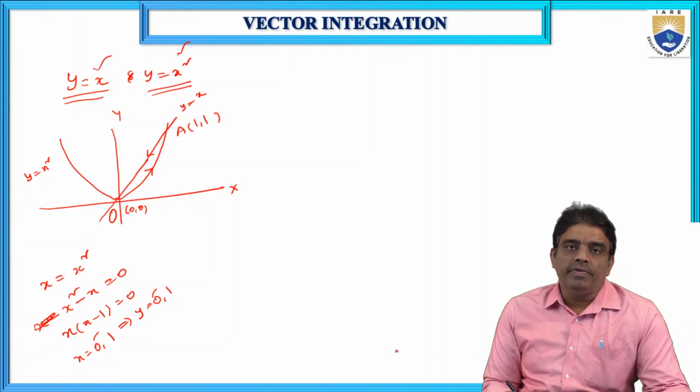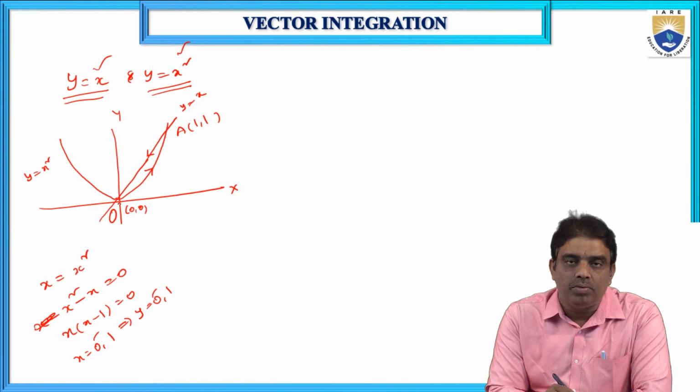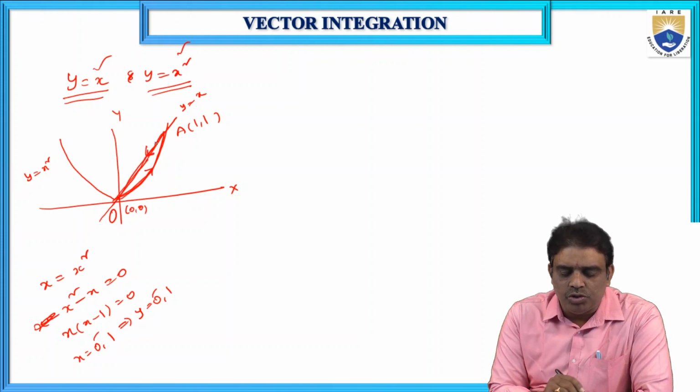Now we have to evaluate the line integral along OA and along AO, because it is the positive direction. OA means from 0, 0 to 1, 1, and AO means from 1, 1 to 0, 0.